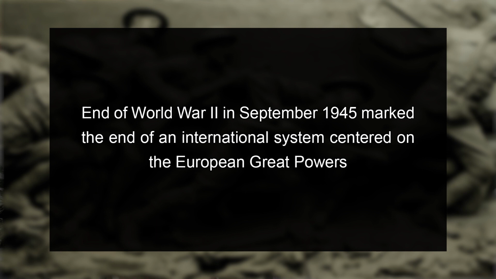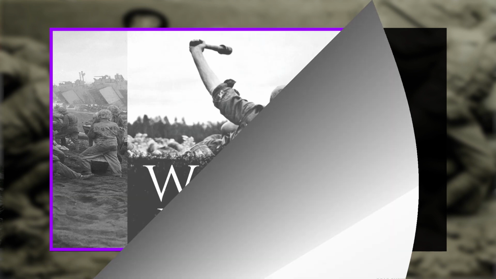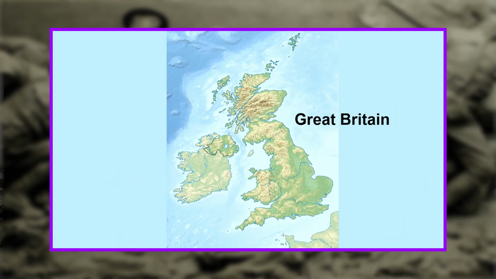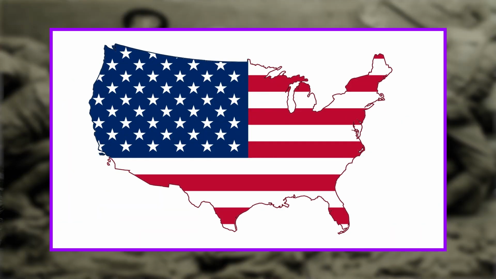The end of the World War in September 1945 marked the end of an international system centered on the European great powers. At the end of World War II, Germany, Italy, and most of France lay in ruins while Great Britain was bankrupt. Now there were only two great powers left: the United States of America, which at the end of the war had an intact economy, an intact army, and a virtual monopoly on the manufacture and employment of nuclear weapons.